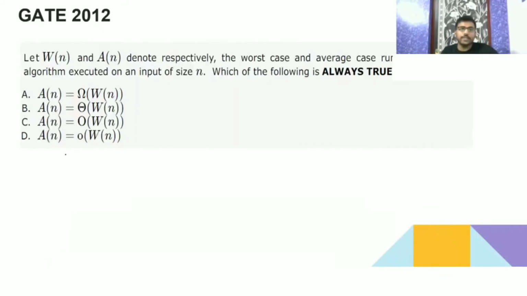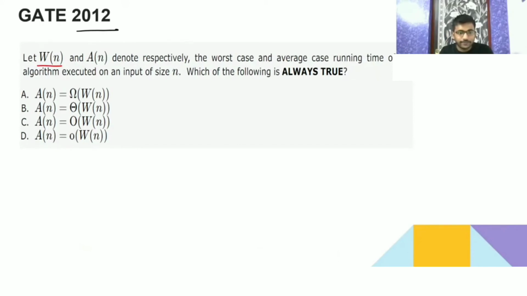If you are having doubt, you can ask me. Rest can tell me what is going to be the answer. 2017. Try this. It is saying, let Wn and An denote respectively the worst case and the average case running time of an algorithm executed on an input of size n. Which of the following is always true?